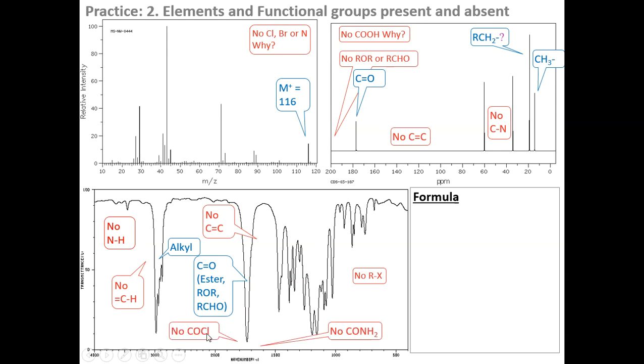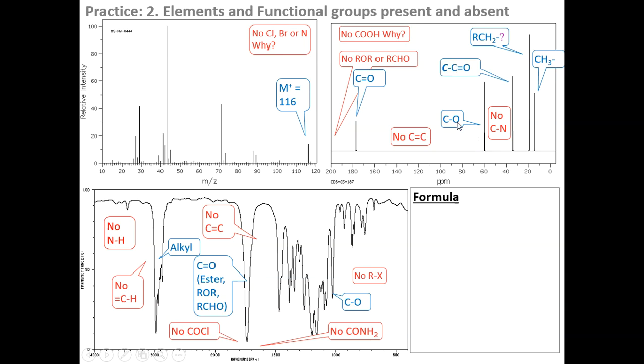We know it's not an acyl chloride because it's too low. Acyl chloride's around about 1,800, and we know it's not an amide because it's too high. Amide's around about 1,650. Other supporting evidence is we do have some strong peaks where we would expect to find the carbon-oxygen single bond stretch. So what we've probably got is an ester, because here we can again see a carbon-oxygen single bond stretch.